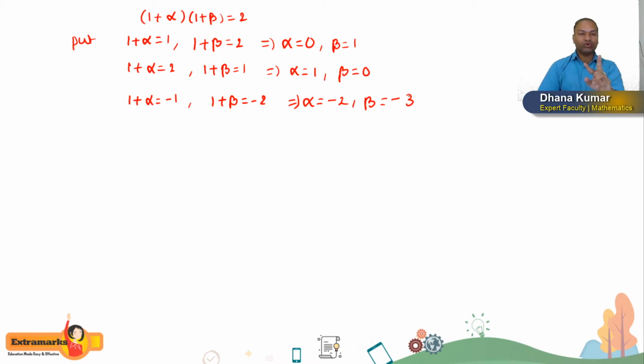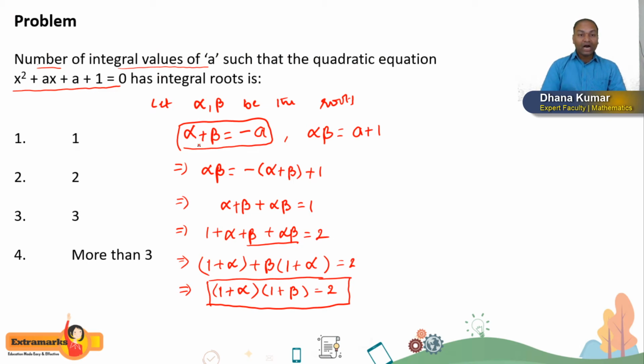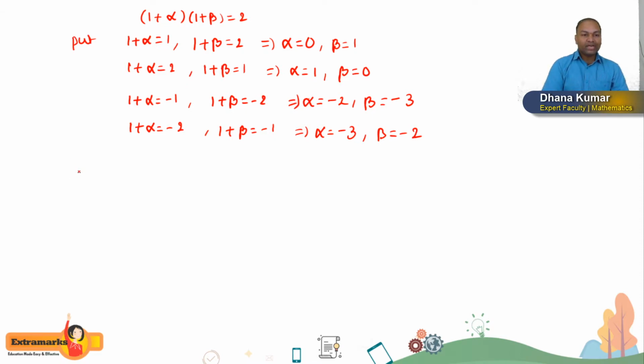Okay. Again here, one more possibility. Write it the other way. Suppose 1 plus alpha is equal to minus 2, and 1 plus beta will be minus 1. Correct or not? Then the alpha beta values: alpha is equal to minus 3, beta is equal to minus 2. Is it correct or not? Right. Actually, we want not alpha beta. We want a. Right? See here, alpha plus beta is minus a.